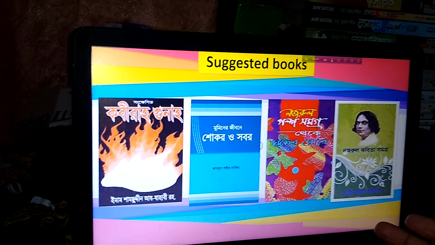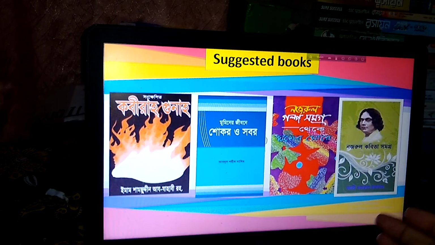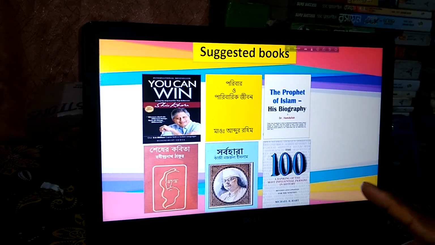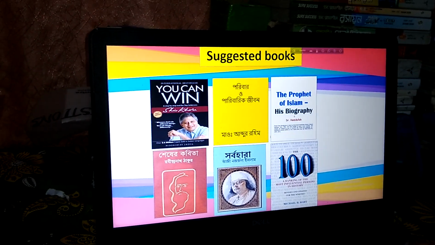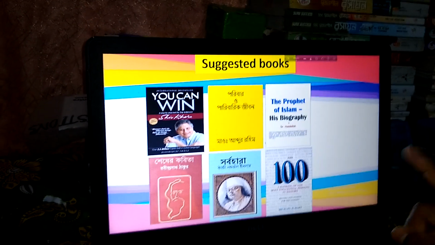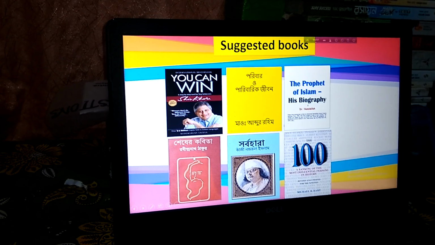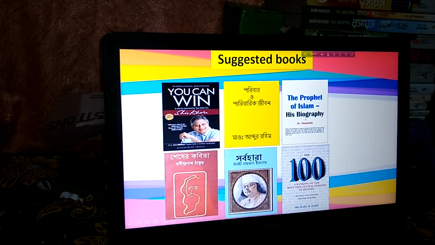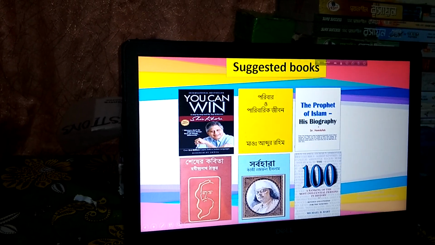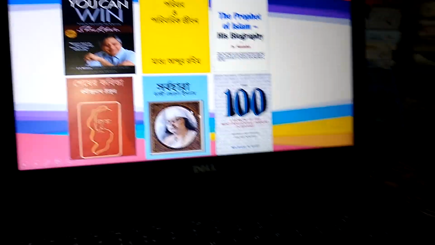Kobira Guna, then মুমিনের জীবনে শুকর সবর, নজরুল সমগ্র থেকে নেয়া ঘুমের গুড়ে, then নজরুল কবিতা সমগ্র, then You Can Win by Shiv Khera, who wrote this book. And পরিবার ও পারিবারিক জীবন, this book is written by Maulana Abdul Rahim. Then the Prophet of Islam, his biography. Then শেষের কবিতা is from Rabindranath. Then সর্বহারা of Kazi Nazrul Islam. Then 100: A Ranking of the Most Influential Persons in History, the biography of 100 people.